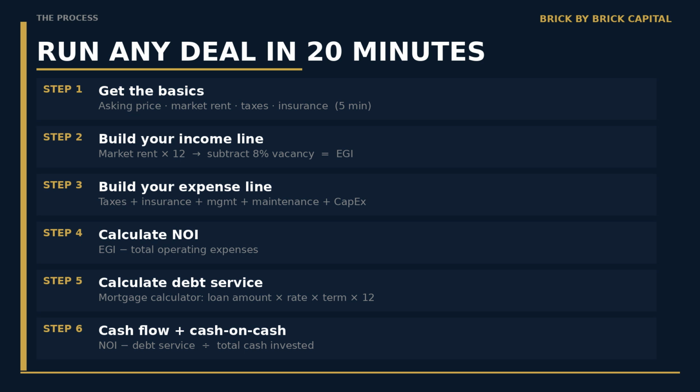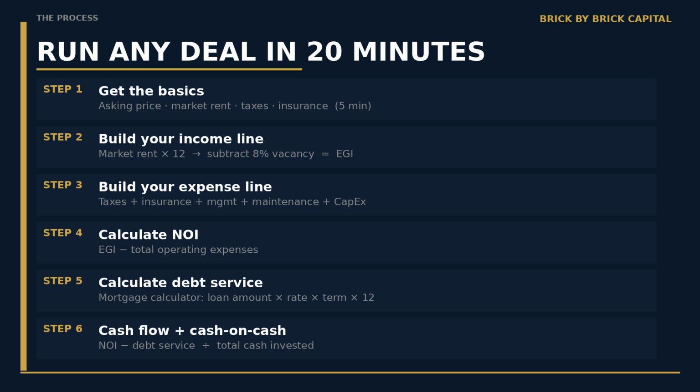Here's how you put this all together in under 20 minutes. Step 1, get the basics. You need 4 pieces of information before you open a spreadsheet: the asking price, estimated market rent, property taxes, and insurance estimate. You can get the first 2 from the listing and Rentometer. You can get property taxes from the county assessor's website. You can get an insurance ballpark from a quick online quote. This takes 5 minutes.